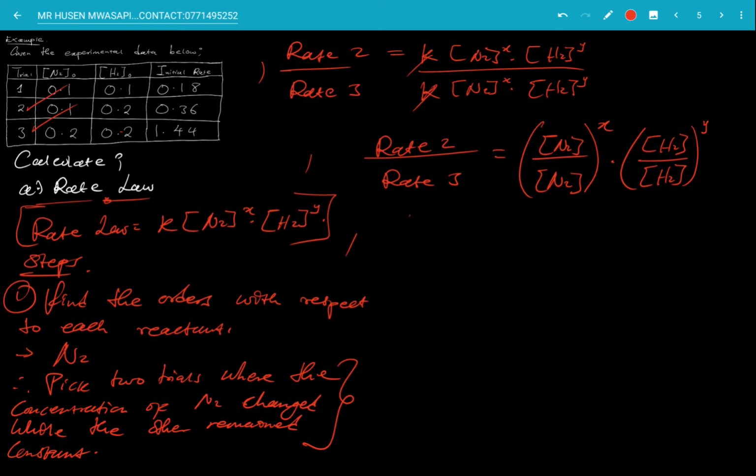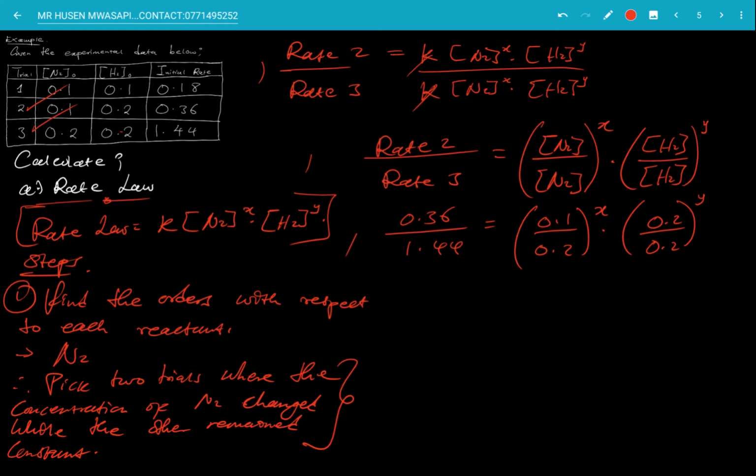If we substitute from rate 2, the initial rate is 0.36, over the initial rate of rate 3, which is 1.44. This is equal to the concentration of nitrogen from rate 2, which is 0.1, over the concentration of nitrogen from rate 3, which is 0.2, raised to X, times the concentration of hydrogen from rate 2, which is 0.2, over the concentration of hydrogen from rate 3, which is 0.2, raised to the order of Y.